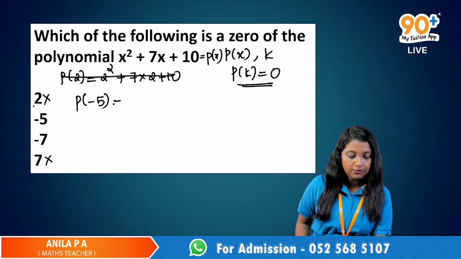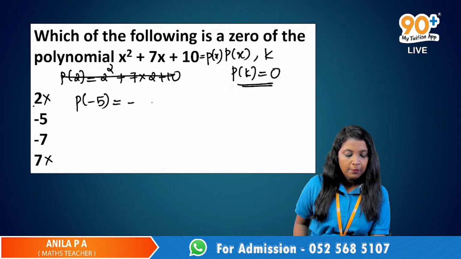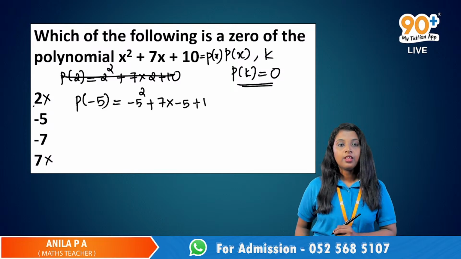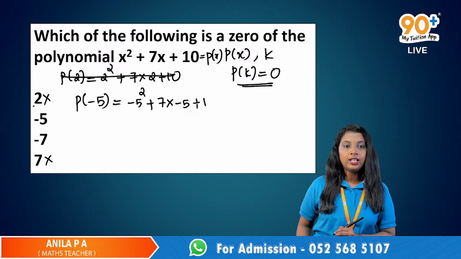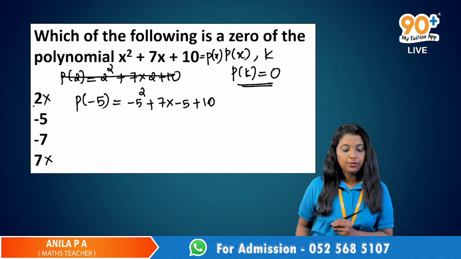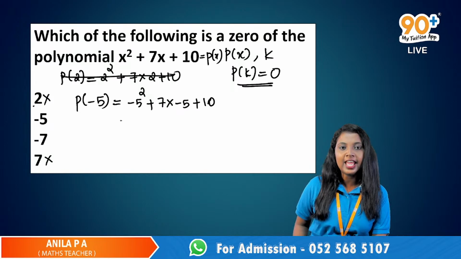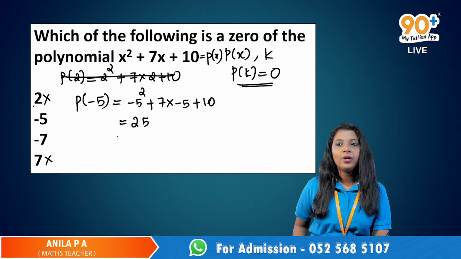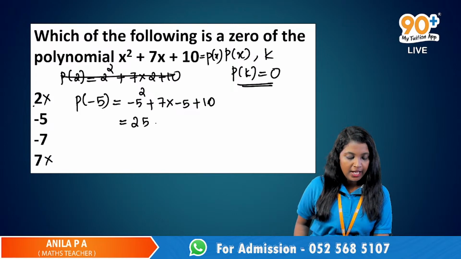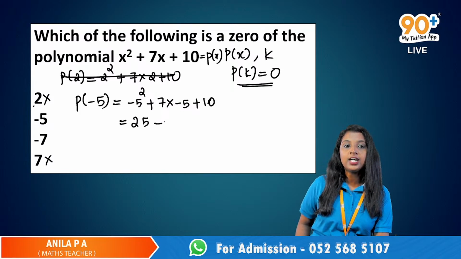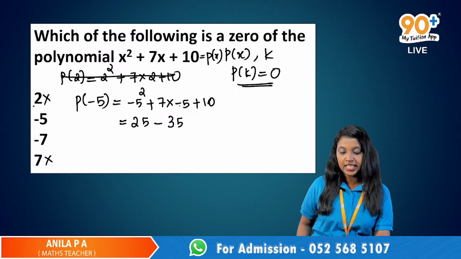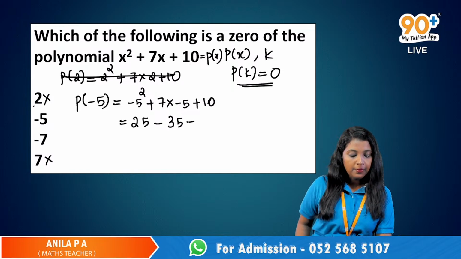P of negative 5 is negative 5 squared plus 7 into negative 5 plus 10. What is negative 5 squared? Is it negative 25? No, it is 25. Then 7 fives are 35, but it is negative 35. 7 into negative 5 is negative 35, plus 10.